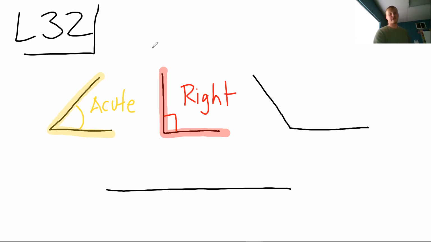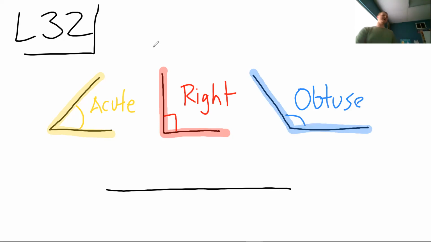And then that third one there, which I'm going to highlight in blue. Ian, which type of angle is this guy? It's an obtuse angle. It's obtuse. It's a big boy. It's bigger than 90. It's obtuse.